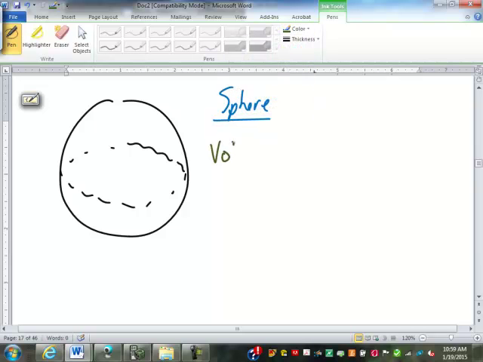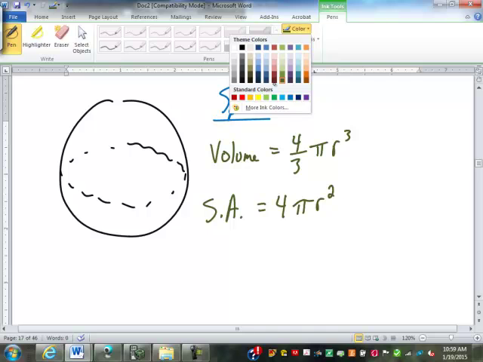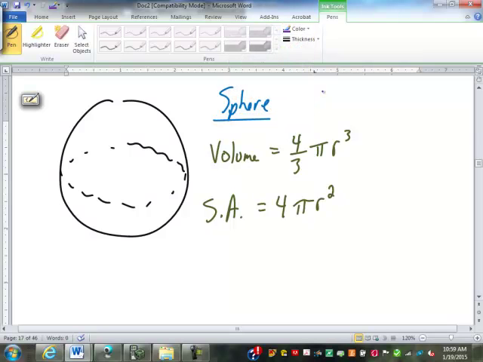The volume of a sphere is 4/3 times pi times the radius cubed. The surface area of a sphere is simply 4 times pi times the radius squared. So let's say that this sphere has a radius of 6 inches. Let's find its volume. So 4/3 times pi times 6 to the 3rd power.